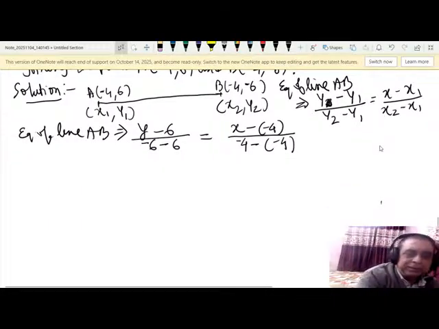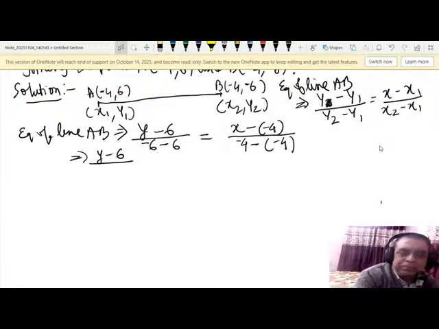Now you simplify this. So this is (y minus 6) divided by (minus 6 minus 6), which is minus 12, is equal to x, open the bracket. So the negative sign is before the bracket. Minus 4 within the bracket will become plus 4. And here also minus 4. On opening the bracket, it will become plus 4.